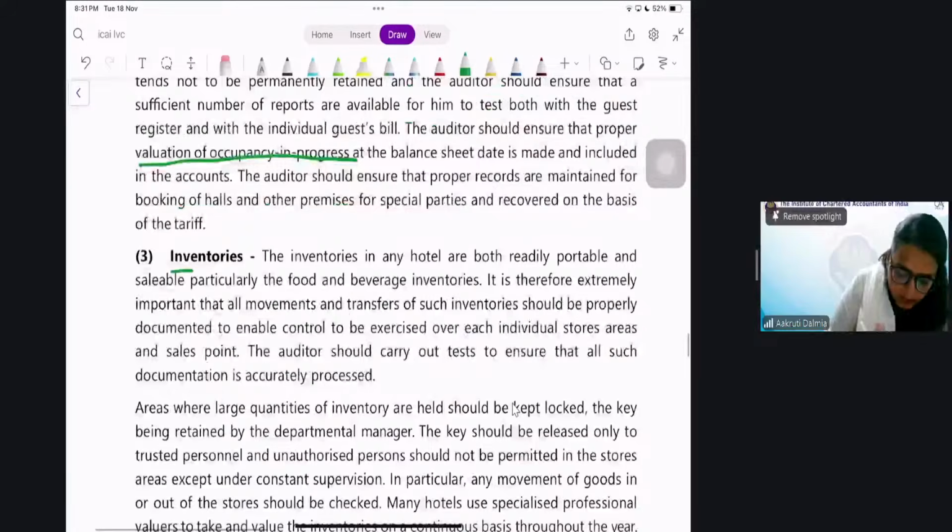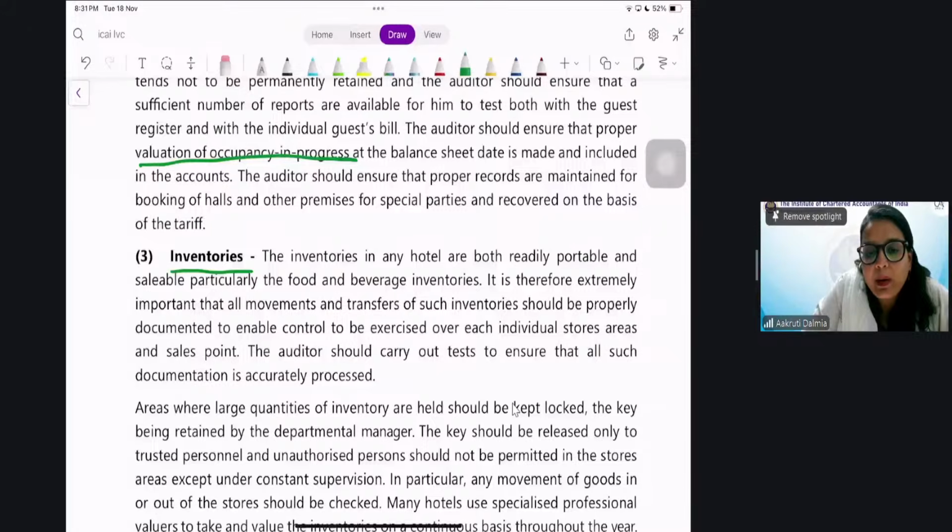Next, come to inventories. Inventories in any hotel, ma'am, in case of casual labor, management might manipulate by booking wrong labor expense, right? How can the auditor catch them? Very difficult. You have to do trend analysis only. You have to do trend analysis that normally there should be 150 laborers only. How come you are showing only 90? Or how come you are showing 300? Okay.